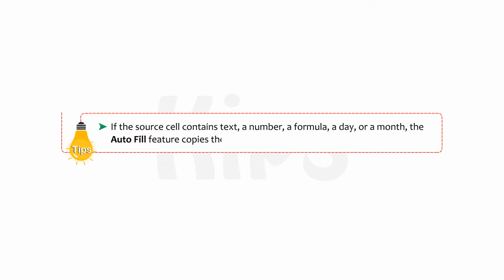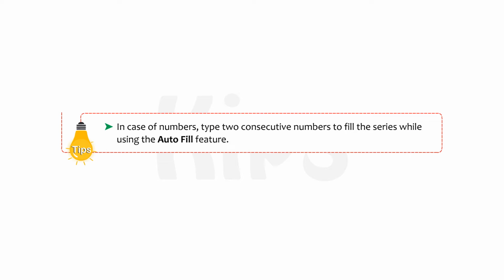Now let me give you a few tips. If the source cell contains text, a number, a formula, a day or a month, the autofill feature copies the data from the source cell to the destination cells. In case of numbers, type 2 consecutive numbers to fill the series while using the autofill feature.